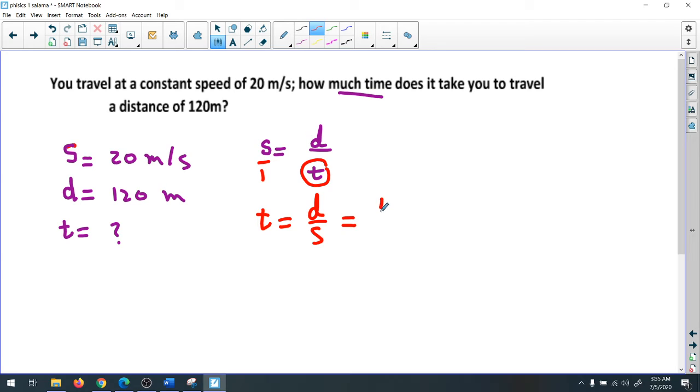Substitute for the distance, which is 120 meters, divided by, substitute for the speed, which is 20 meters per second. Then 120 divided by 20 is 6. Cancel meters with meters, seconds are left, so it's going to be 6 seconds. And this is the time of travel.